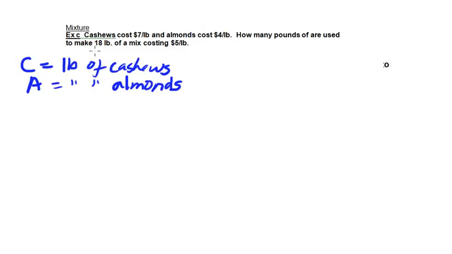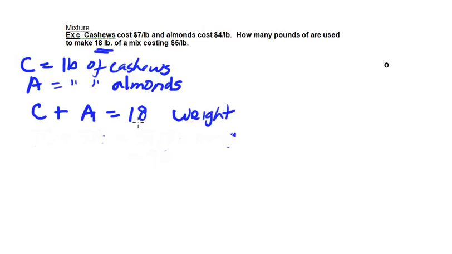One is that the total weight of the nuts is going to be 18 pounds. So I know that if I add the pounds of cashews, which is C, plus the pounds of almonds, which is A, that's going to give me a total weight of 18 pounds. And I'm going to write weight here to remind myself that this equation was obtained by setting the weights equal to 18.